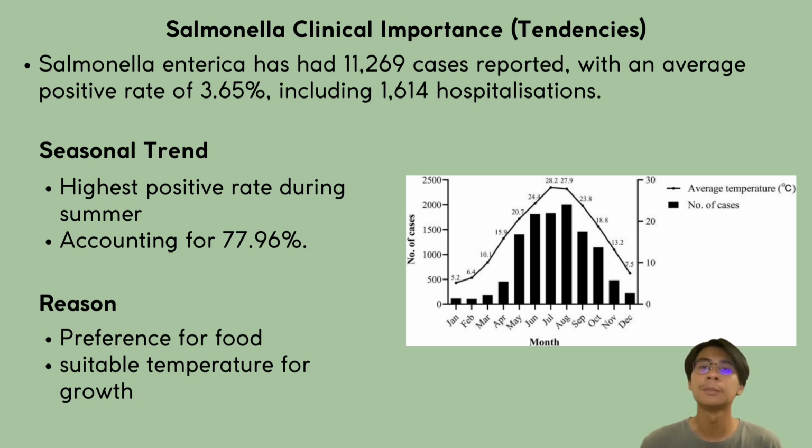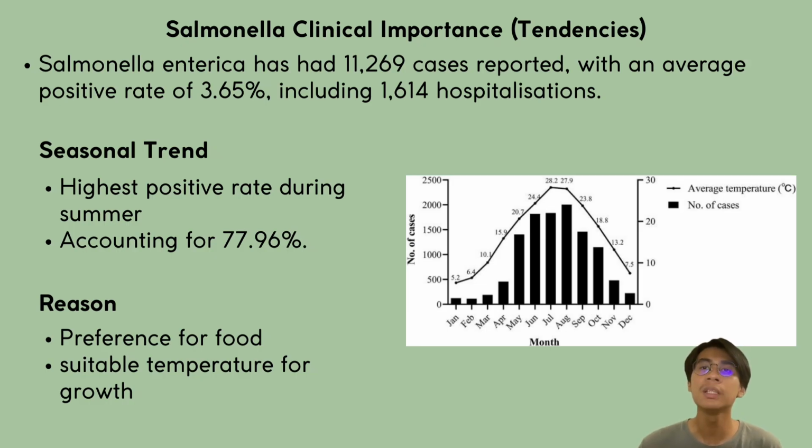This can be explained due to the trends. The first trend that I'm going to explain is the seasonal trend. It has the highest positive rate during the summer from May to October, accounting for over 77.96% of the positive rate. The reason the positive rate can get this high can be due to the preference for food during those times.